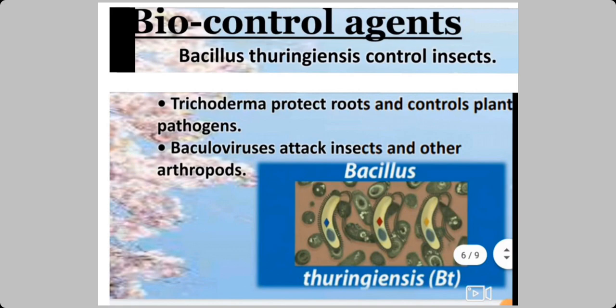The next example is baculoviruses. It's a virus. It attacks insects and other arthropods. Arthropods also refer to animals like spider, millipede, centipede. Right? They are invertebrates. They do not have a backbone. They are called arthropods. So baculoviruses attack insects and other arthropods. So these are the examples for biocontrol agents.